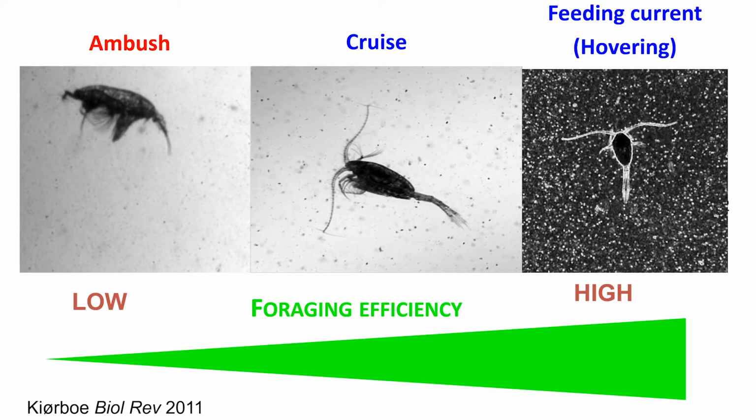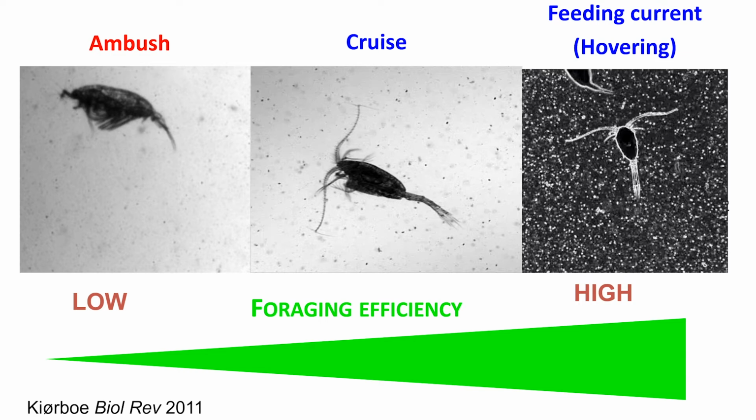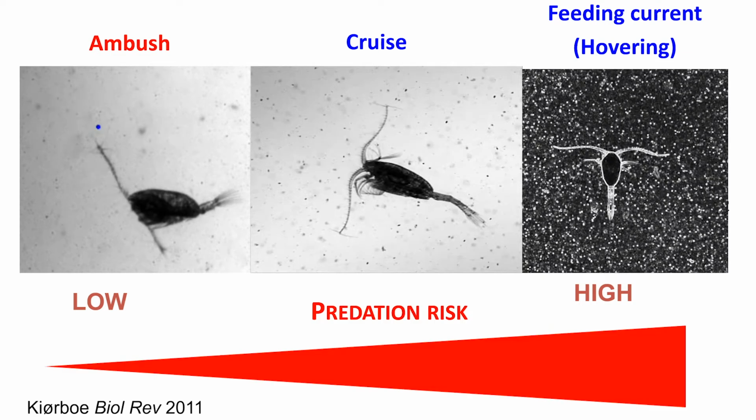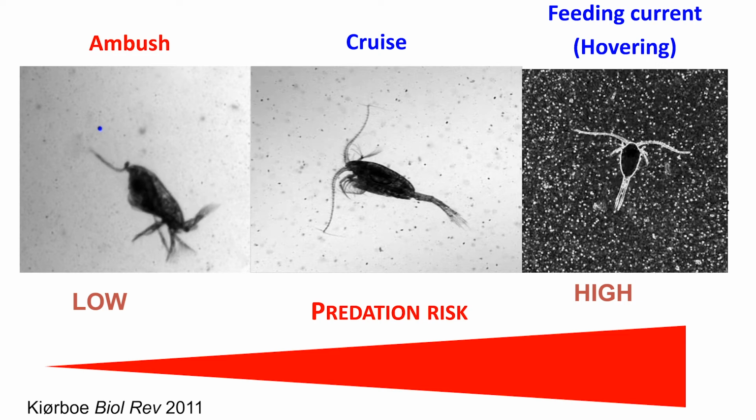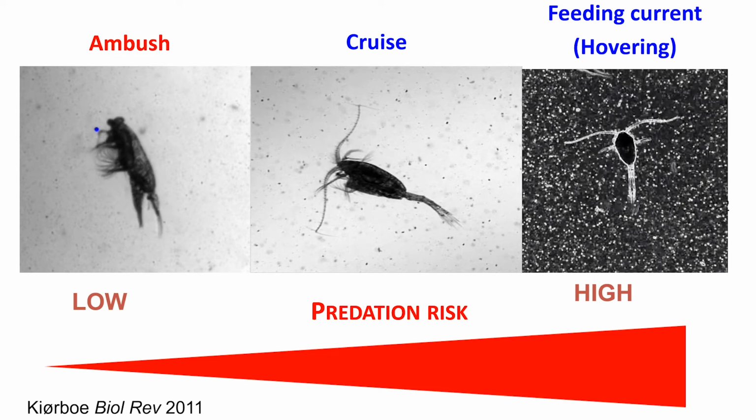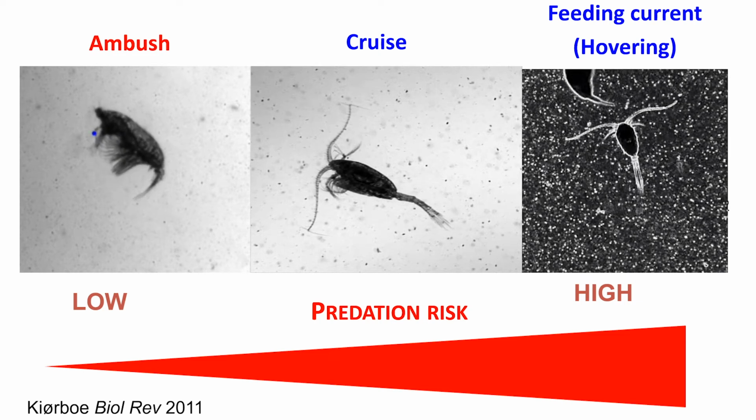And the reason is that there are trade-offs, because the more efficient way of foraging is also the most risky one. Generating a feeding current also exposes the zooplankton to a much higher predation risk than being an ambush feeder. So there are trade-offs, and again, these are the trade-offs that shape biological communities.